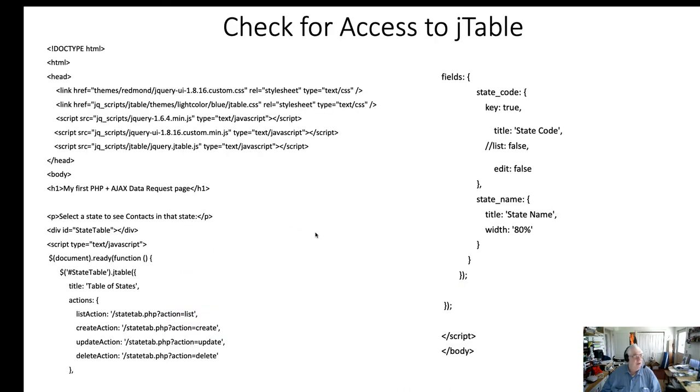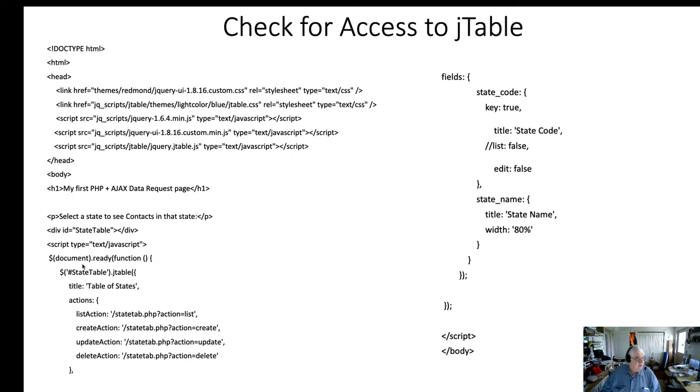And so here's the initial try. I've got an HTML, the heading of it. I'm bringing in all the files that I need that we've talked about. Notice that I changed scripts to JQ scripts. We start the body, and I've got my first PHP AJAX and this. And if that looks like I'm using the basic HTML that I had last time, you're right. That'll change over time. But we've got the div where we're talking about, state table is the ID.